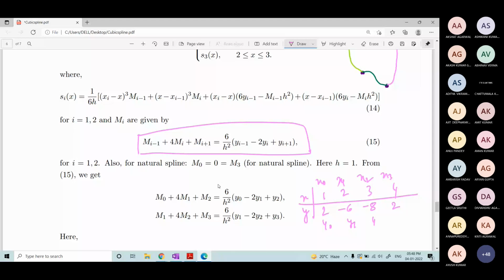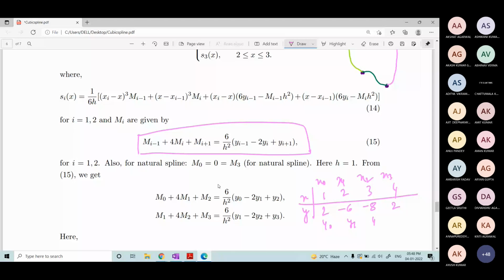S1(x) is 1 upon 6h times x1 minus x whole cube into m0, plus x minus x0 whole cube times m1, plus x1 minus x times 6y0 minus m0 h square, plus x minus x0 times 6y1 minus m1 h square. Now substitute all the values you know. So this is what I have written. This is S1(x).